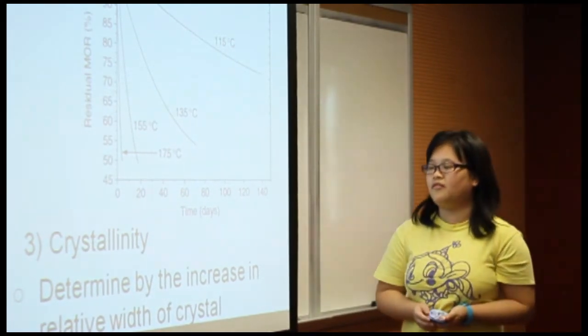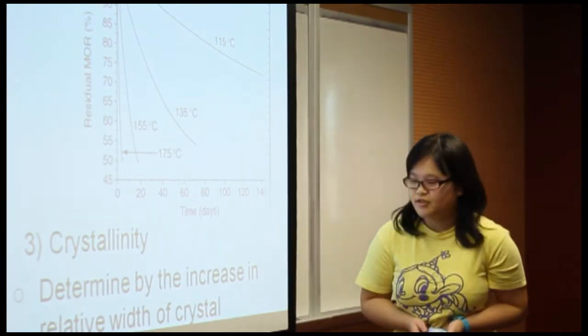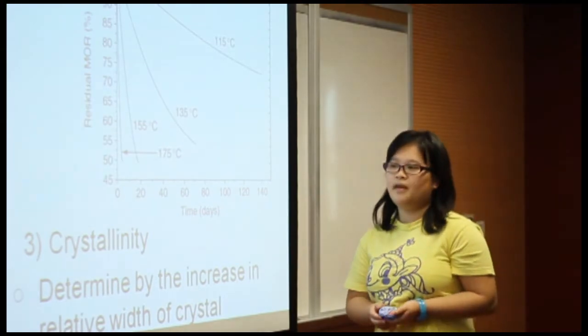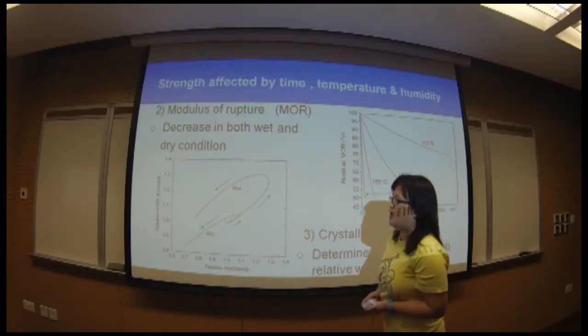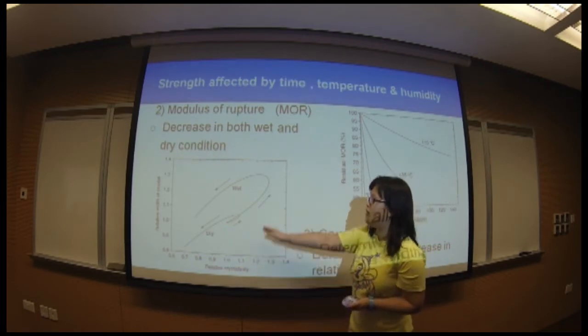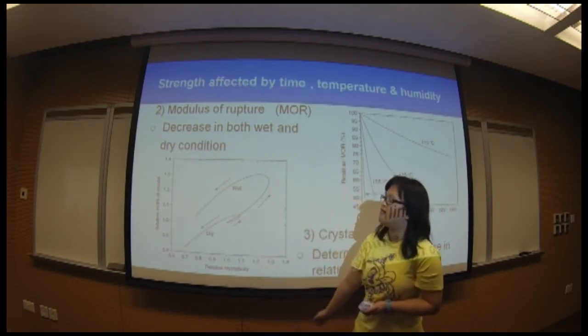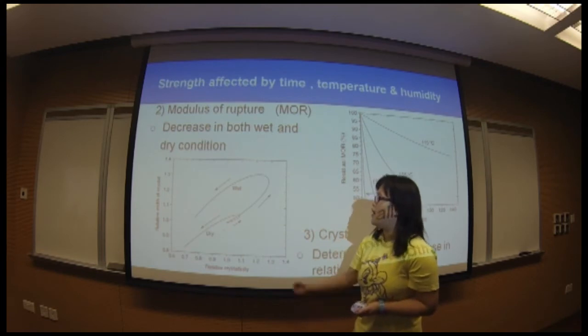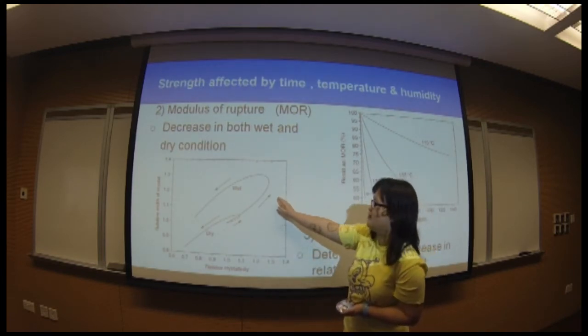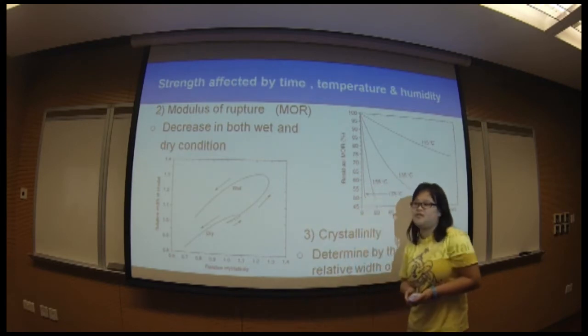It is because the crystallinity is determined by the increase in the relative width of crystal. And in this figure, you can see if the relative width of crystal is increased, the relative crystallinity is also increasing. However, if the relative width of crystal decreases, the relative crystallinity decreases.